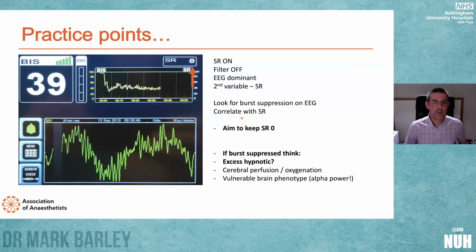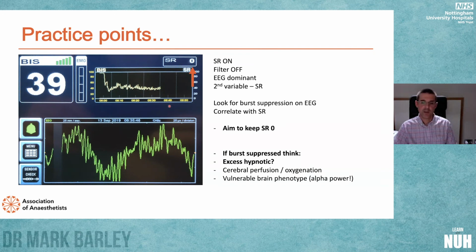A couple of practice points. So this is how I would set up my BIS monitor. I'd ensure that the suppression ratio was on. I'll show you how to do that if you wish. I turn the filter off whenever I can to accentuate these slow wave undulating oscillations over which my little alpha sawtooths are sitting. I make the EEG the dominant feature to allow me to pick up that suppression easily, and I make the secondary variable on my BIS trend the suppression ratio, so I can look to correlate that with the BIS index.